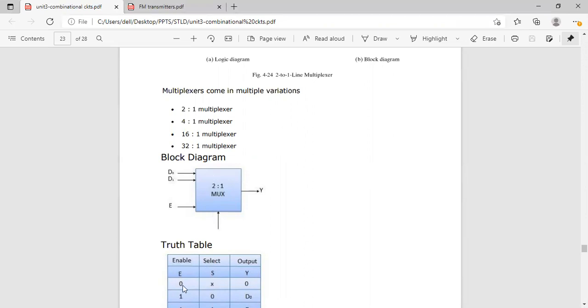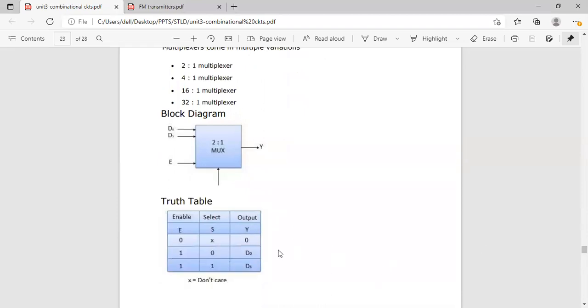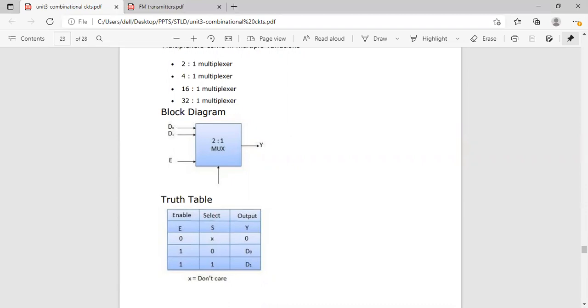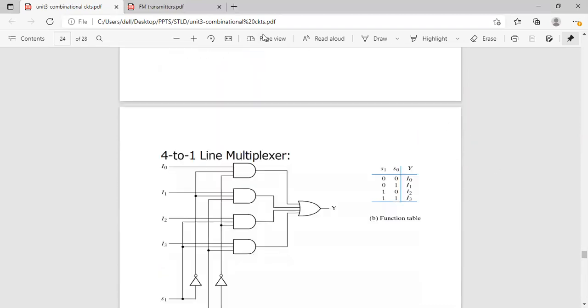If enable is 0, whatever the input you give, the corresponding output will be 0, right? If enable is high, the circuit accepts the input and produces the corresponding output. Here X represents don't care, meaning it may be either 0 or 1, whatever the input condition is. If the enable is 0, the output is 0. Okay, so this is the 2 to 1 multiplexer and 4 to 1 multiplexer.